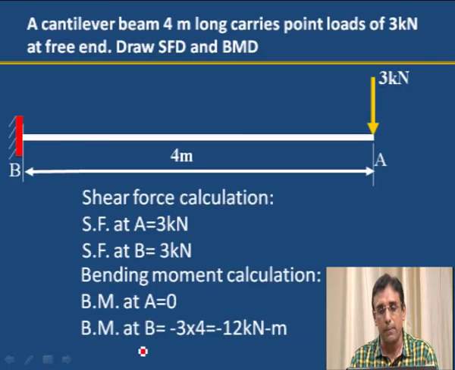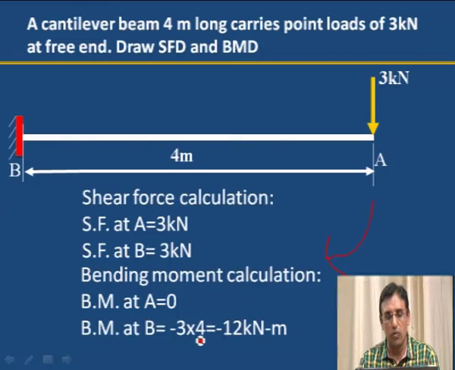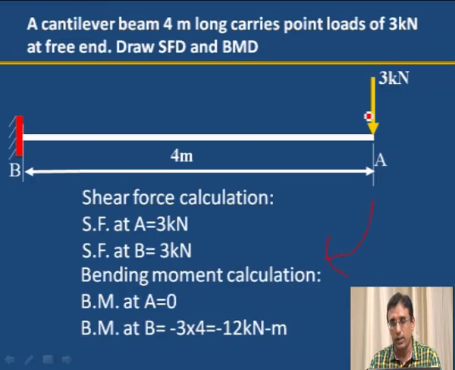Bending moment at B. Here for B we have to take the moment from A to B, in this direction. 3 into 4, because it is a clockwise moment, therefore minus. We are considering the clockwise moment as negative, anti-clockwise moment as positive. Minus 3 into 4, where 3 is the load, 4 is the distance. 3 into 4, 12 kilonewton meter is the bending moment at B.